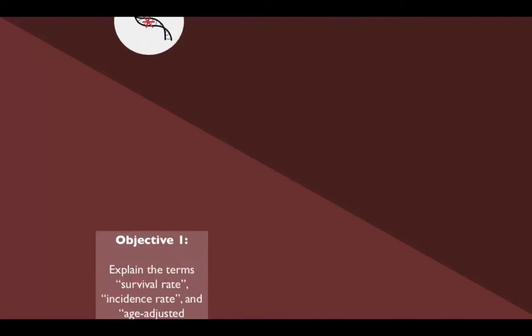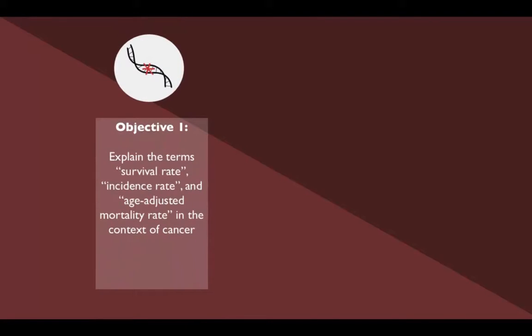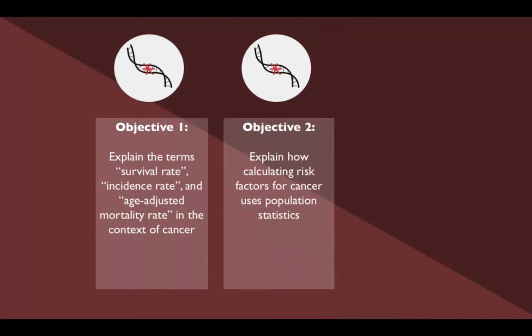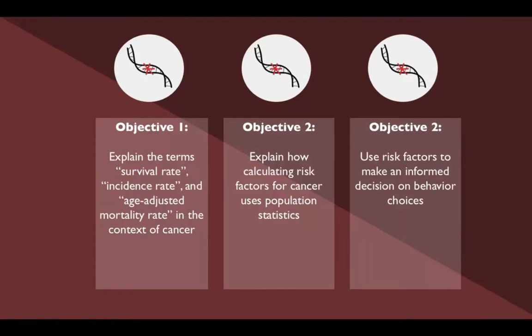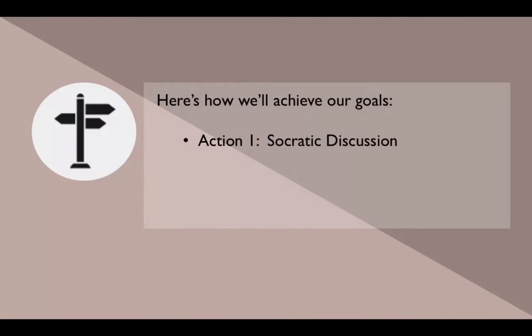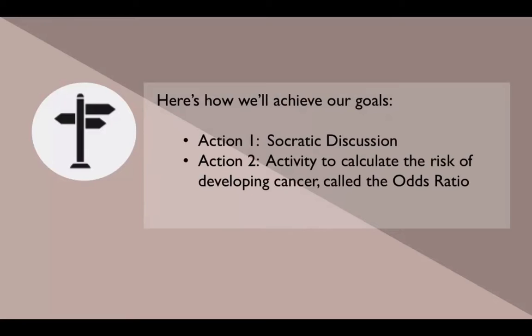At the end of the lesson, the students should be able to explain the terms survival rate, incidence rate, and age-adjusted mortality rate in the context of cancer, and explain how calculating risk factors for cancer uses population statistics, and use risk factors to make an informed decision on behavior choices. We will achieve our goals through a Socratic discussion and by engaging in an activity to calculate the risk of developing cancer, called the odds ratio.